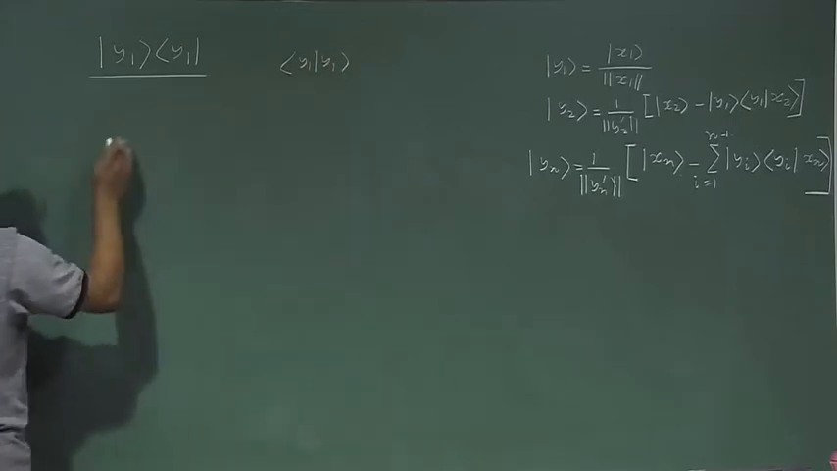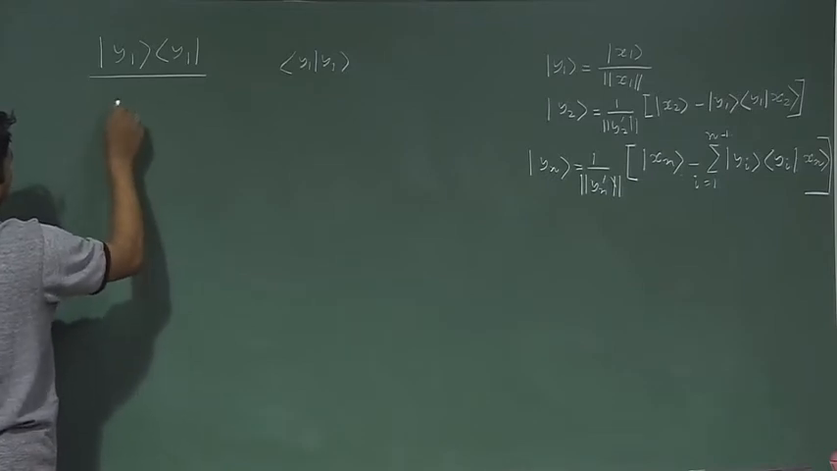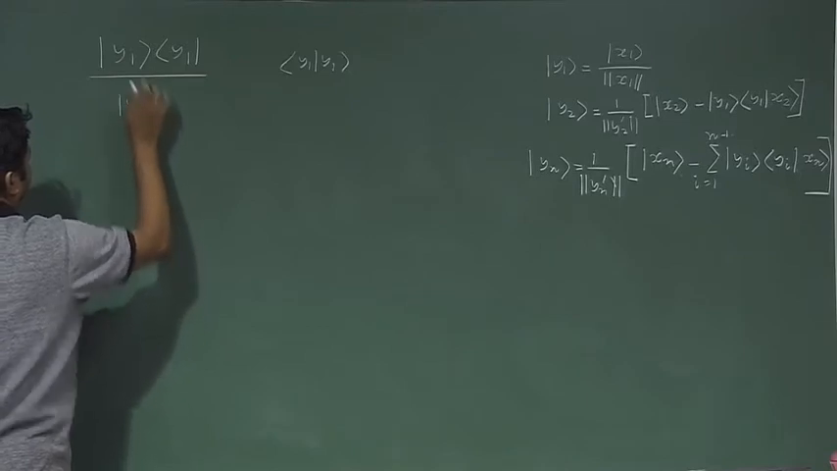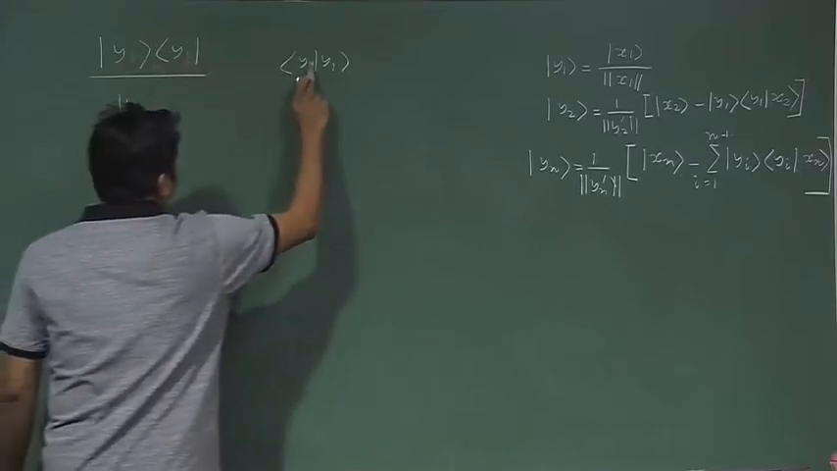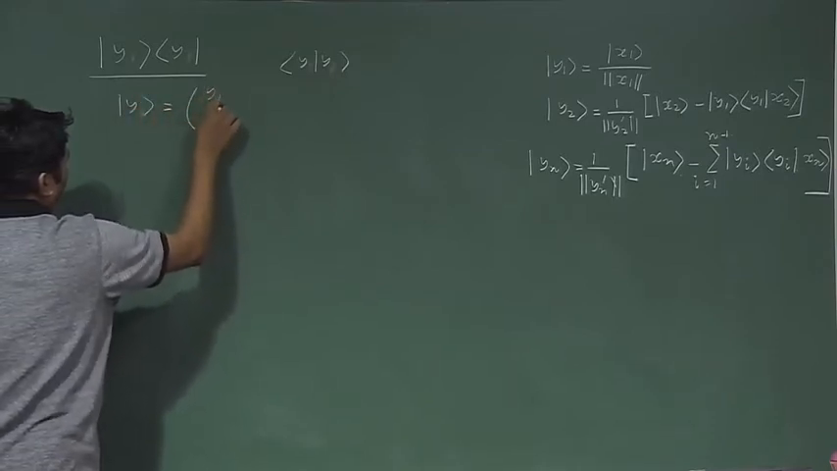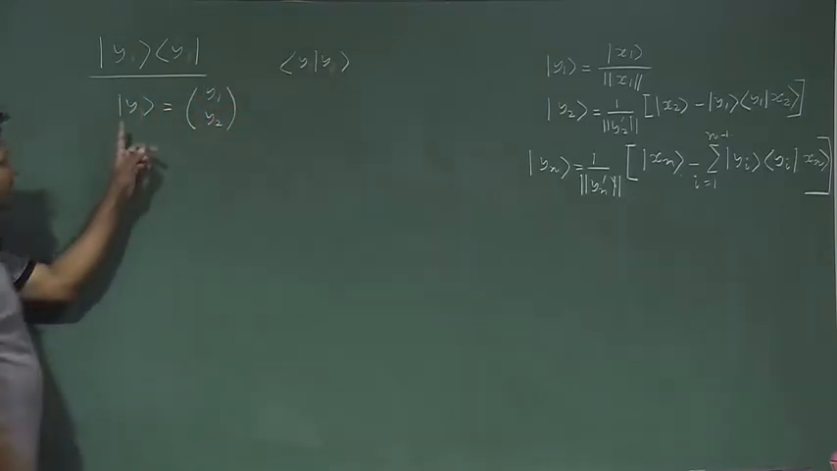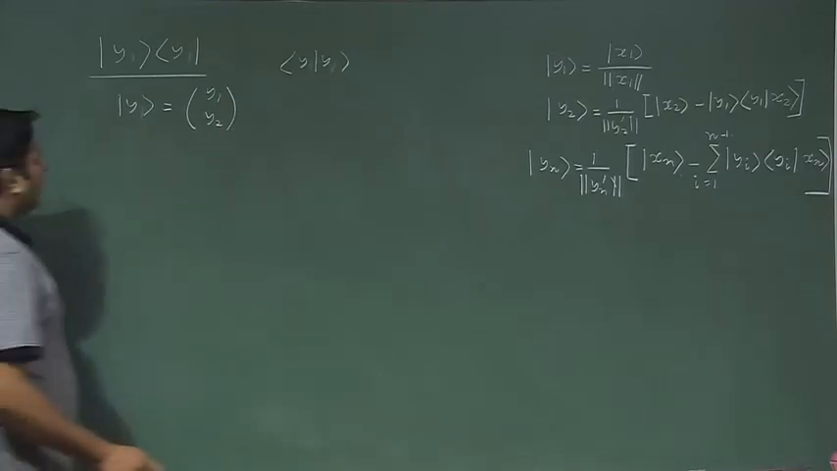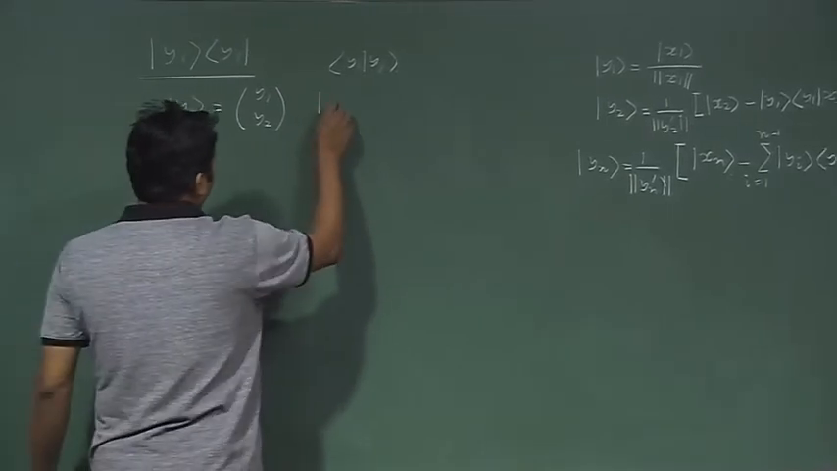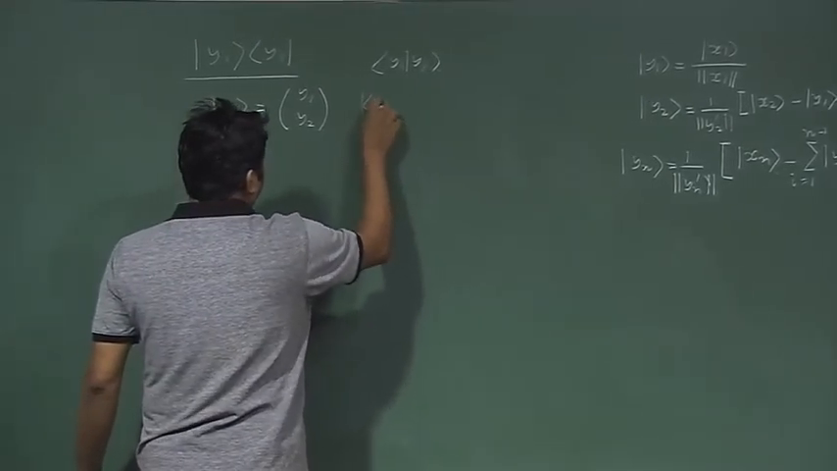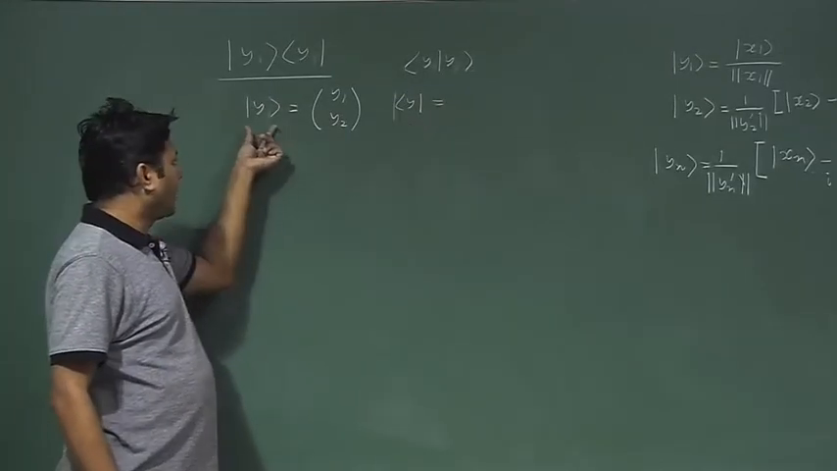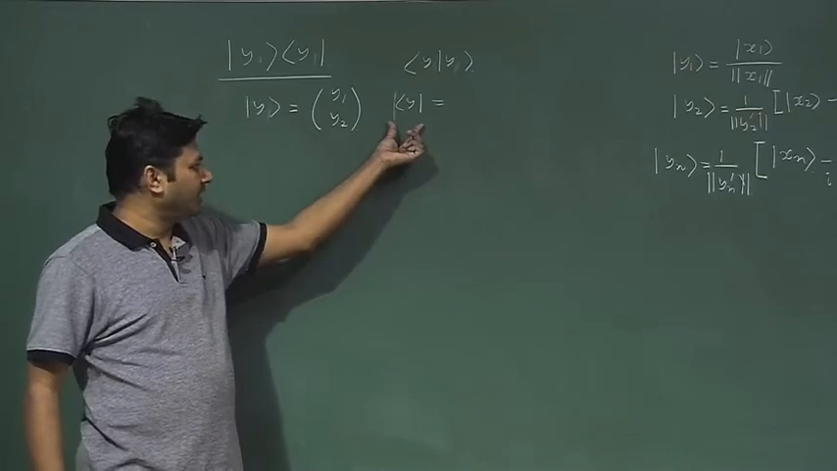If I write this this way, let me just write y to make it simple, because I need to use the components. Say y1 and y2 are the two components of the vector y. I need to calculate this notation. What is the meaning of it? First I need to find out. Then y, in this, is a Bra notation and this is a Ket notation. You are familiar with this notation.